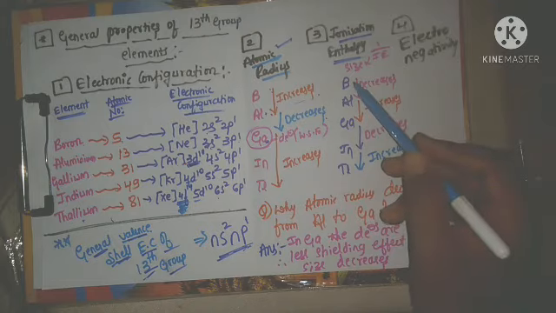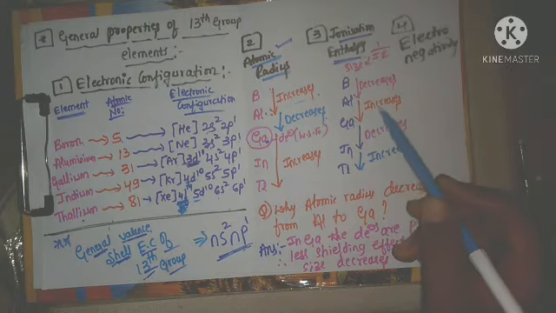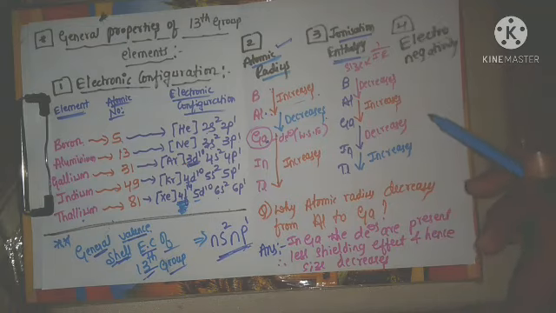This is the order of ionization enthalpy, right? In the 13th group, boron to aluminium decreases, aluminium to gallium increases, gallium to indium decreases, again indium to thallium increases. This is the order of ionization enthalpy for the 13th group elements.